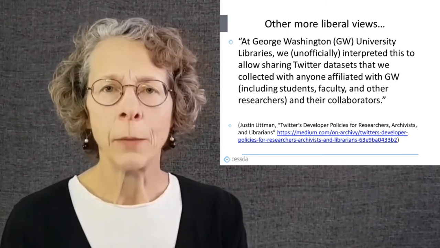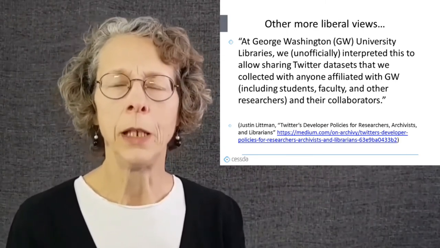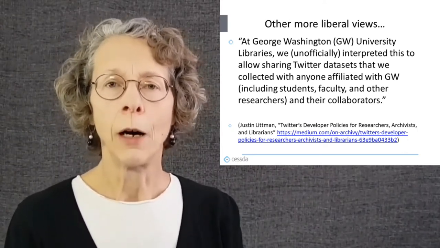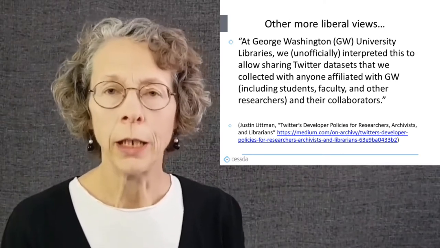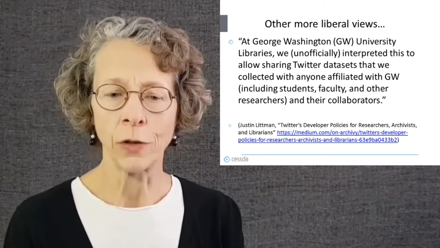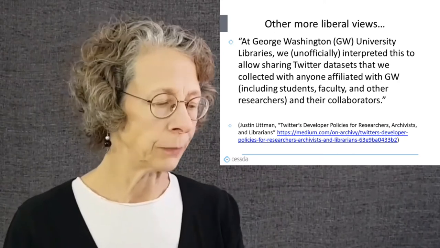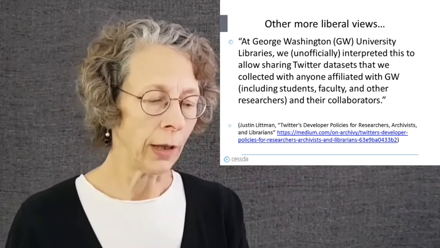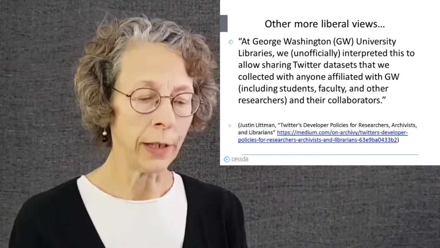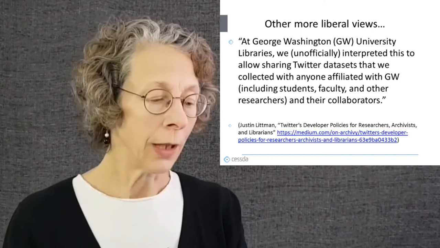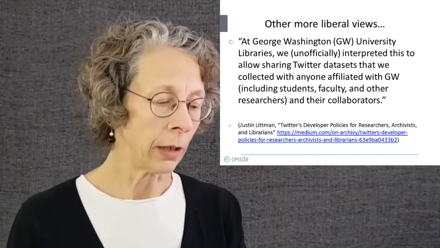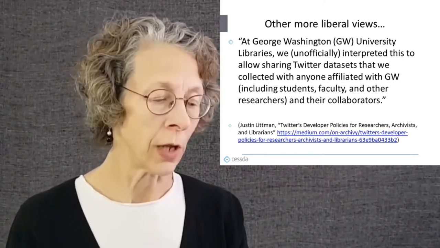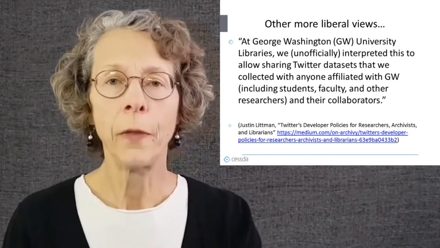And what he's commenting on, this is from a blog he did for Medium, is his liberal interpretation of the definition of third party in social media companies' terms and conditions. So I'll read this to be clear. "At George Washington University Libraries, we unofficially interpreted this, in the definition of third party, to allow sharing Twitter data sets that we have collected with anyone affiliated with GW, including students, faculty, and other researchers, and their collaborators."